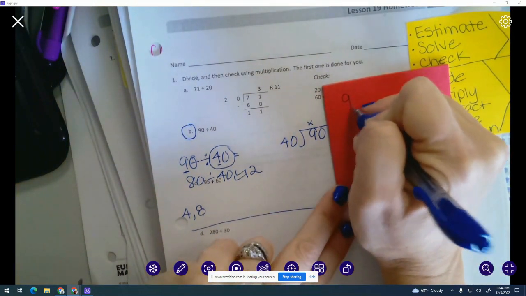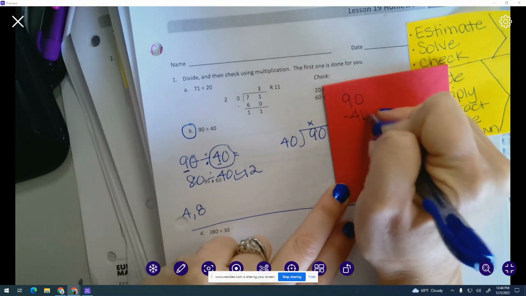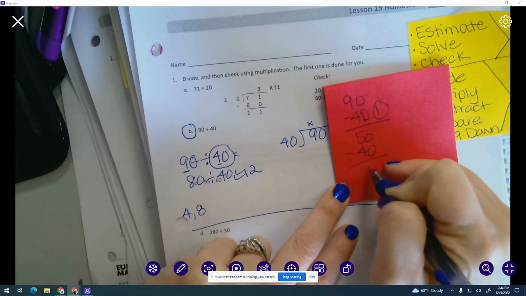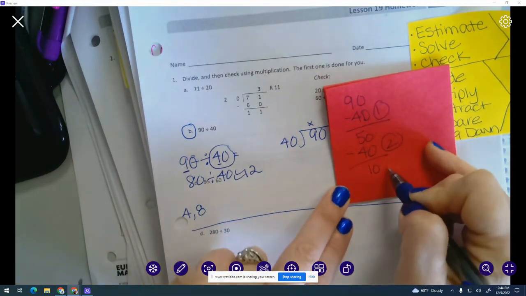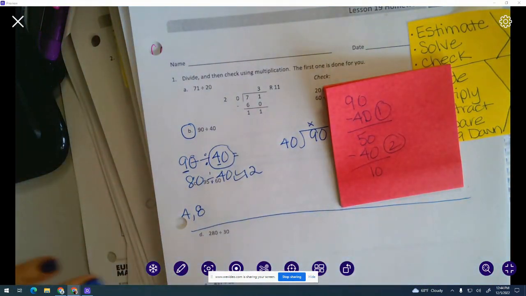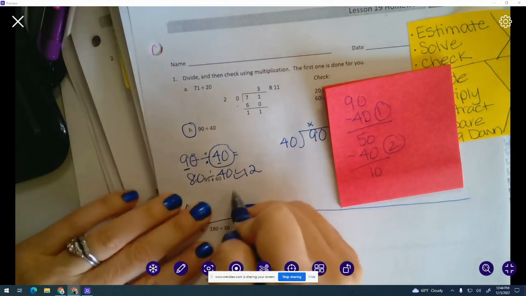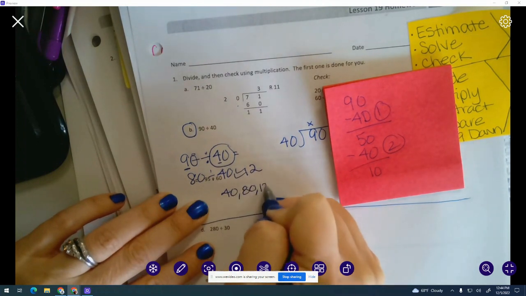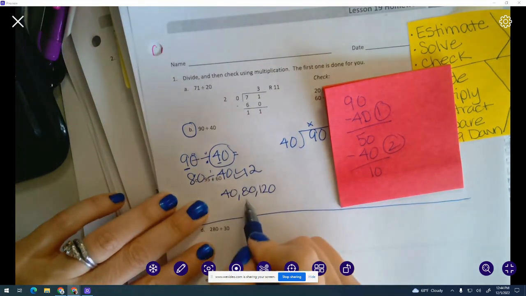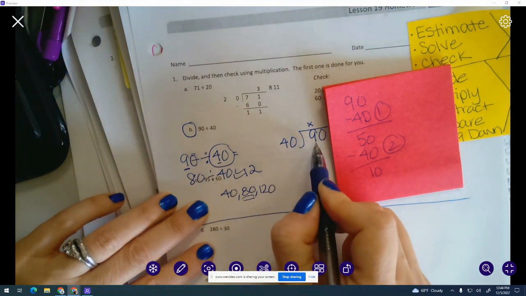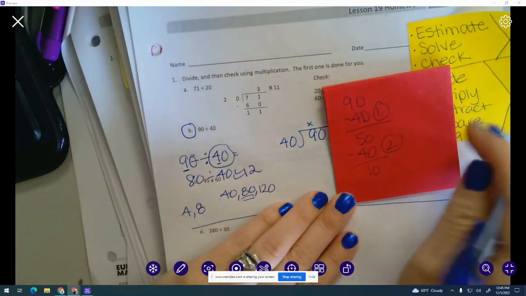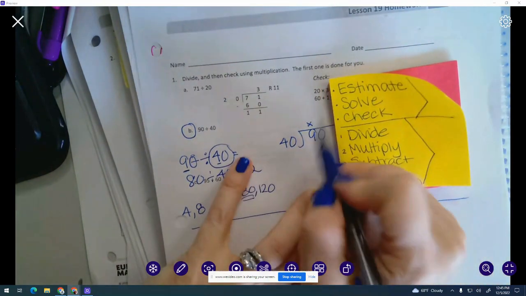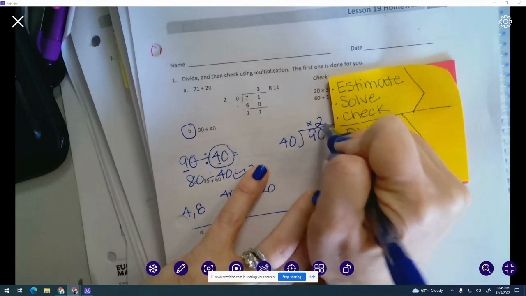Well, I could do 90 minus 40. That's 1 time. If I take 40 away again, that's 2 times, and I have some left over. So that's one way. It's repeated subtraction. I could also look at counting by 40s: 40, 80, 120, and I can tell that 2 of them is just below. So 90 divided by 40, I think there are 2.